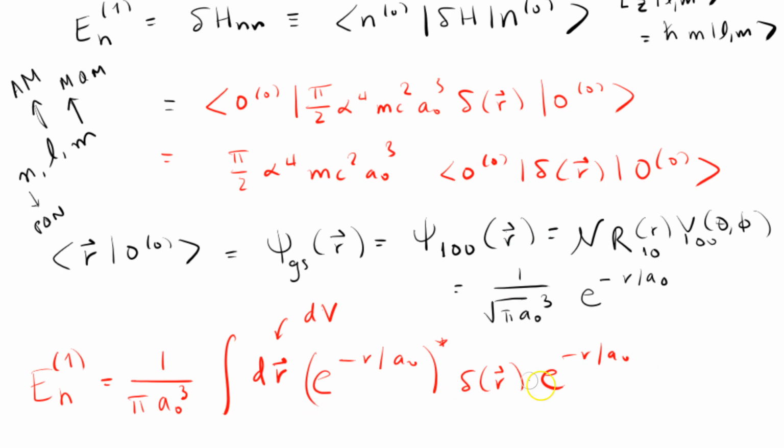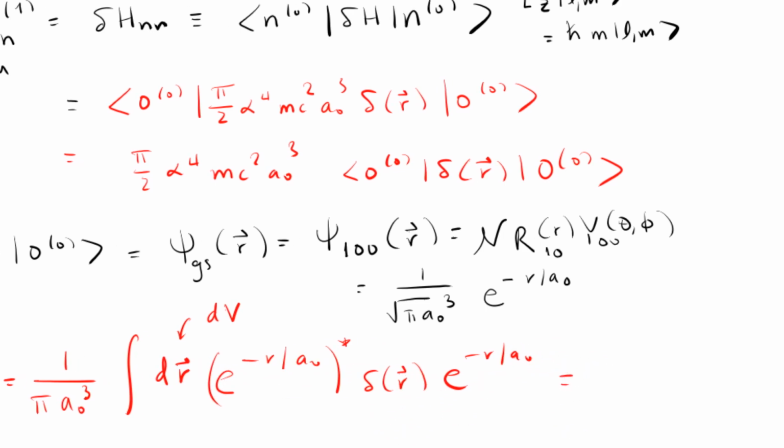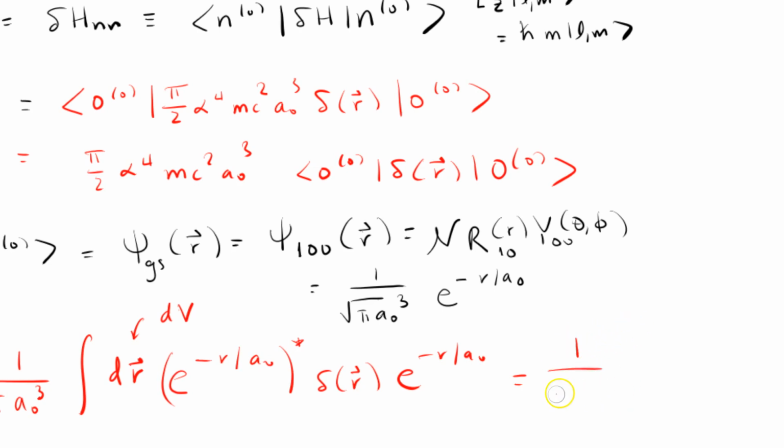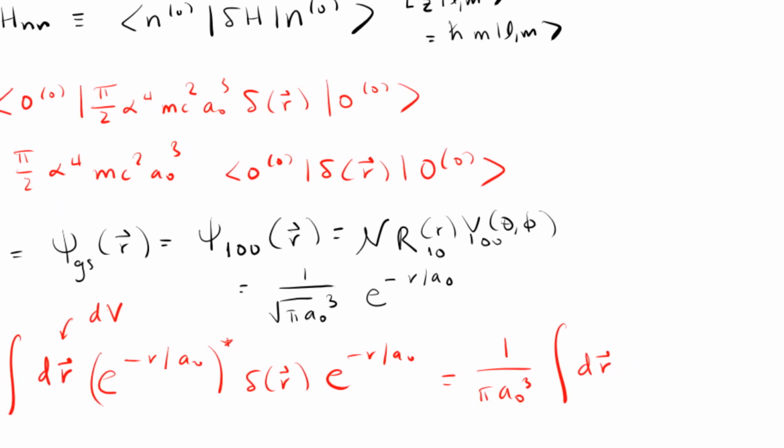Okay, so the complex conjugate is obviously the same because it's a real function. So we can combine these two together, and what we get is 1 over pi a naught cubed, the integral dr, and then e to the negative 2 r over a naught times delta of r.